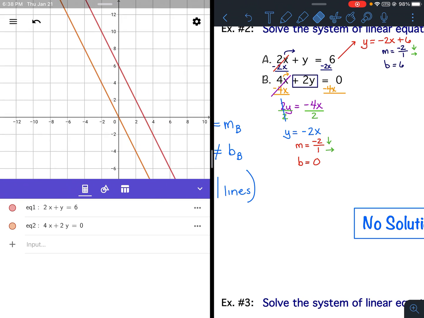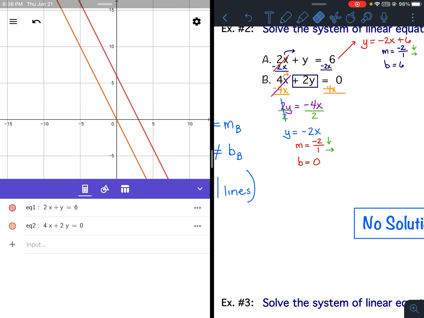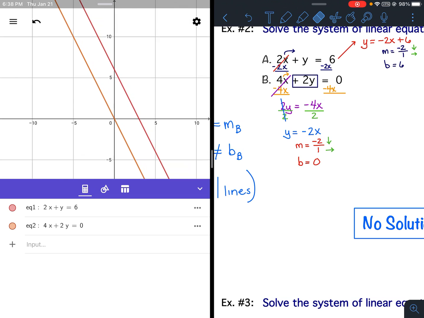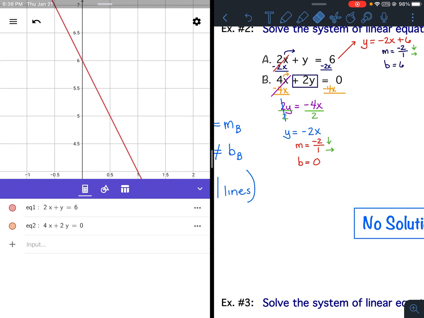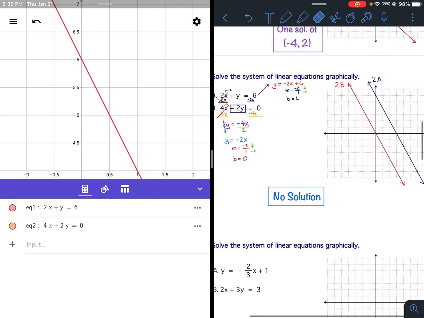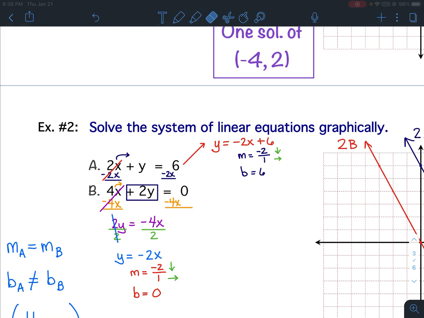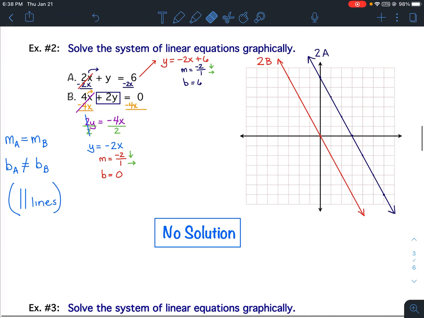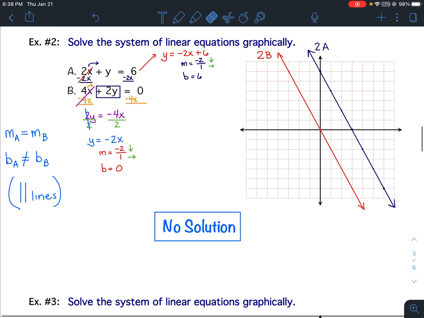If I zoom out, are those parallel lines? They sure are. One goes through the origin, and the other one goes through positive 6 on the y-axis, just like ours. If you have any questions about example 2, parallel lines which would give us a no solution, please let me know.